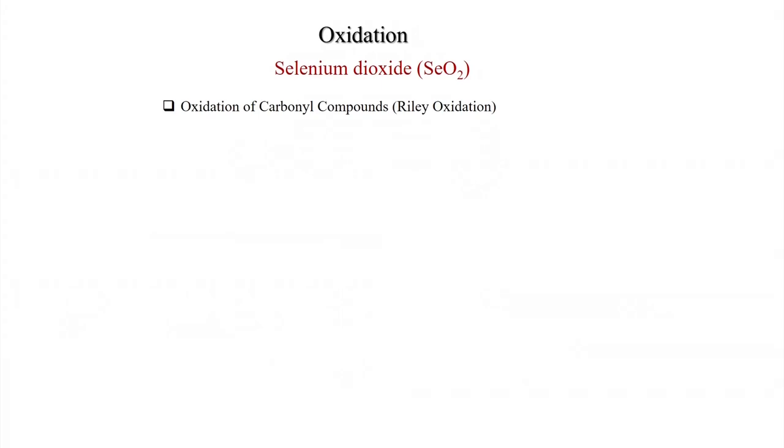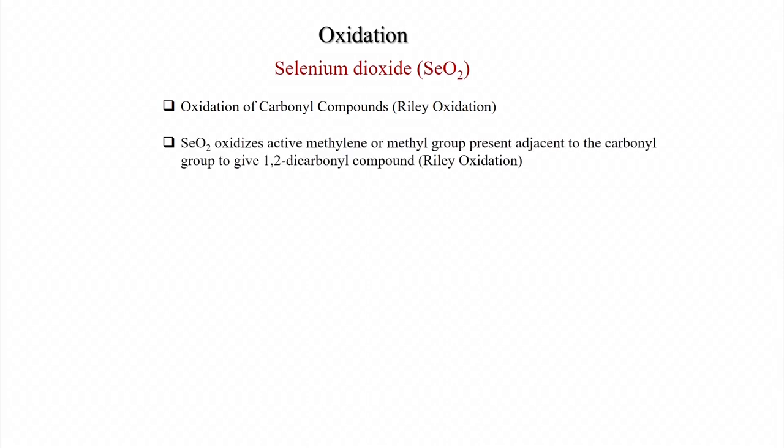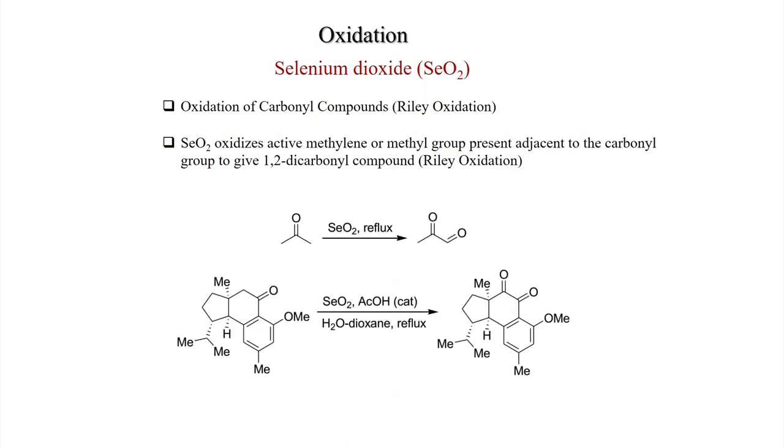Oxidation of carbonyl compounds, which is also called Riley oxidation. SeO2 oxidizes an active methylene or methyl group present adjacent to the carbonyl group to give a 1,2 dicarbonyl compound. This is also a very popular reaction of selenium dioxide. As you can see here, this ketone with selenium dioxide under reflux condition gives this ketoaldehyde. And this is an intermediate for hemigeran B.